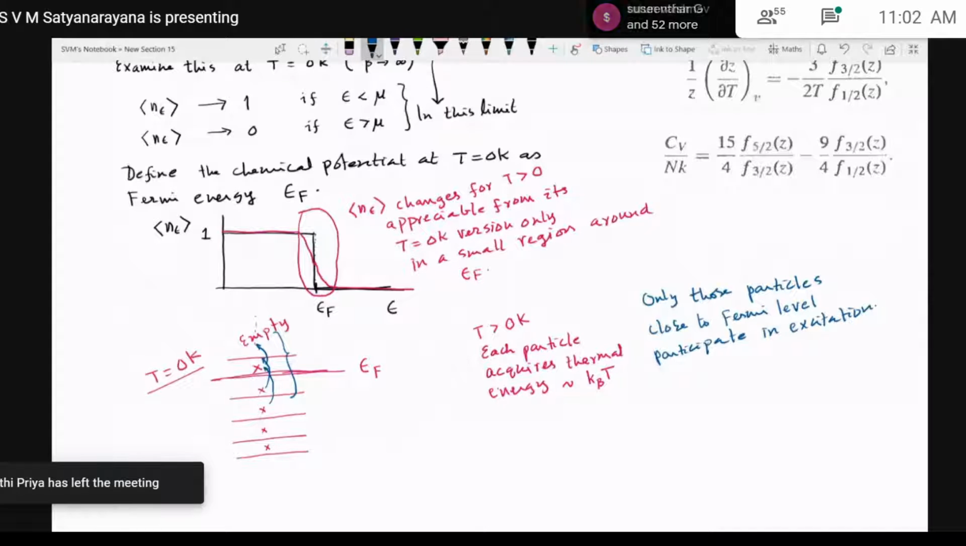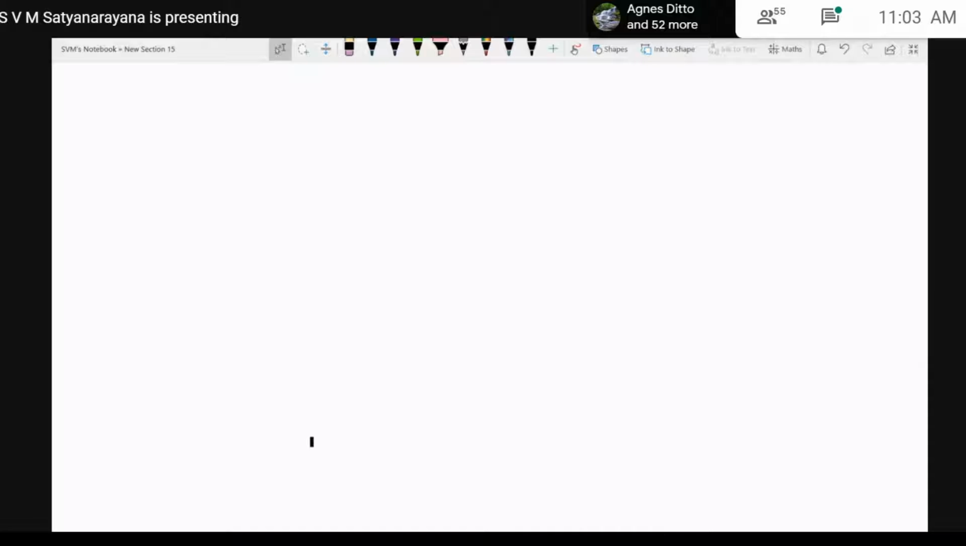That is the reason why only some of the levels which are very close to this epsilon f will have their probability reducing, and some of the levels which are just above the Fermi level will have a non-zero probability. Whatever probability is lost here will be gained here because these particles will occupy this level. So this is essentially the mechanism of how the thermal energy is used.